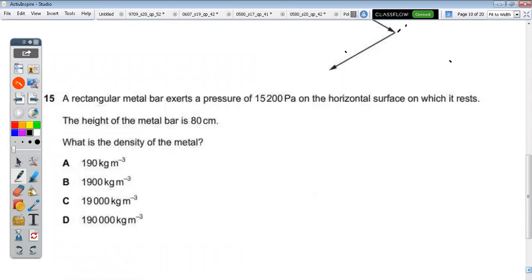Yes. What is the density of the metal? A rectangular bar exerts a force of that, which rests on a metal bar 80 centimeters high. What is the density? Okay. Pressure, density. Do your calculations. Let's see if you get it correct.